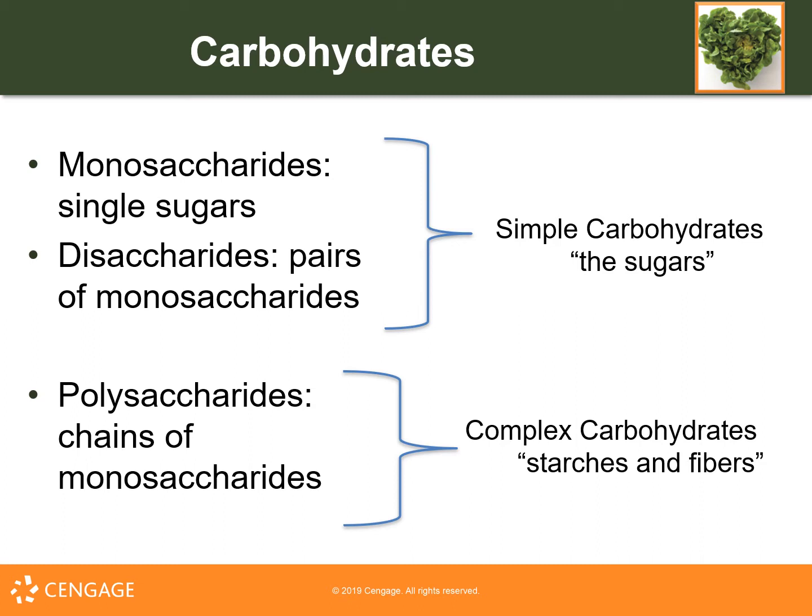Carbohydrates are made up of carbon, hydrogen, and oxygen. Carbohydrates are characterized by the number of saccharides or sugars they have. Mono equals 1, di equals 2, and poly means many or multiple. They are also characterized by simple versus complex. Simple would be your mono and disaccharides, known as the sugars, and complex carbohydrates are your polysaccharides. They include starches and fibers.